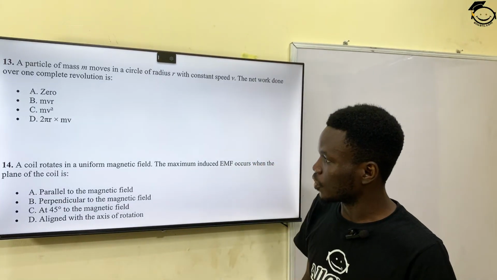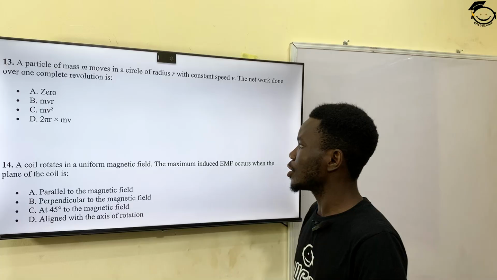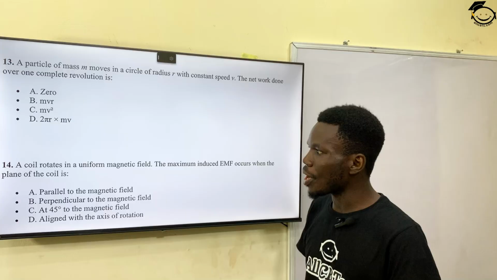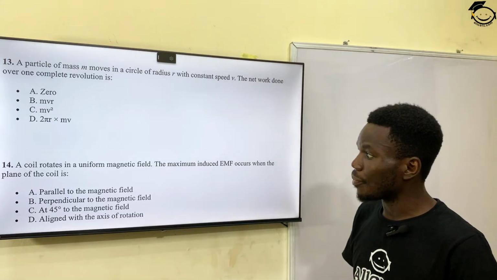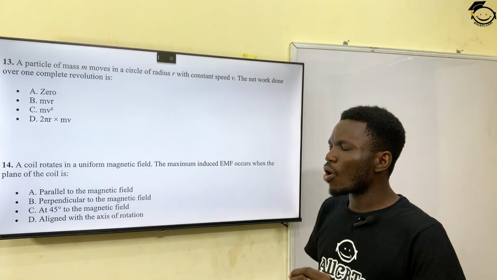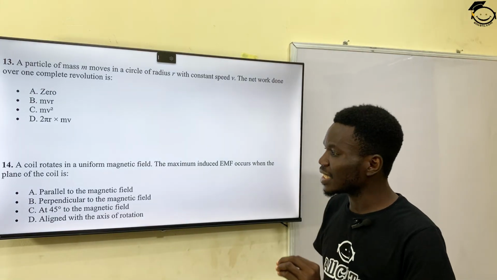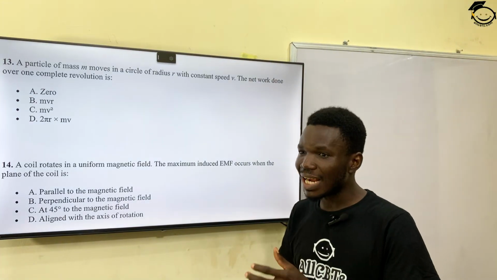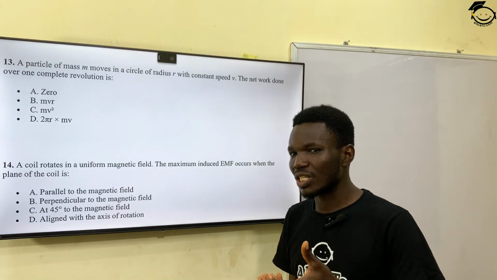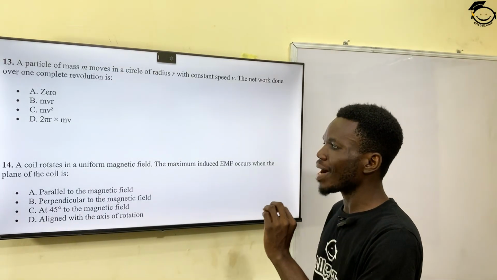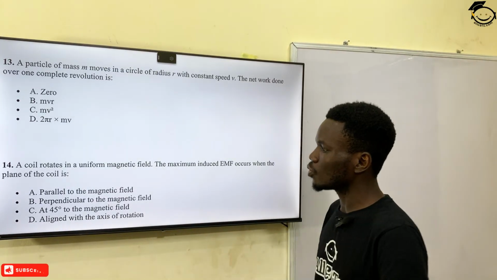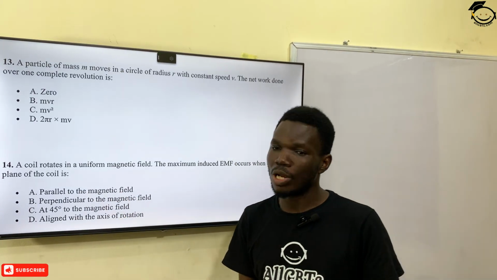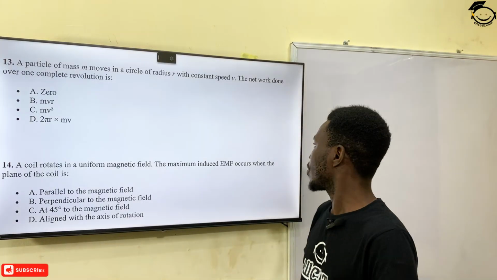Moving on to question number 14, it says a coil rotates in a uniform magnetic field. The maximum induced EMF occurs when the plane of the coil is dash. Now, when the plane of the coil is parallel to the magnetic field, this is when there is maximum induced EMF, as the magnetic flux is increased to the maximum when the plane is parallel to the magnetic field. So the correct answer to this question is option A, when the plane is parallel to the magnetic field.